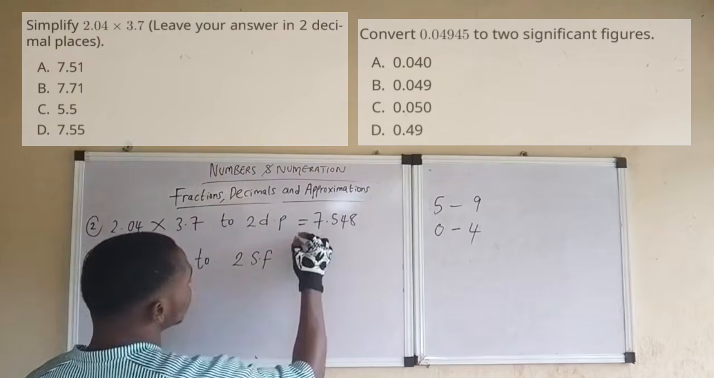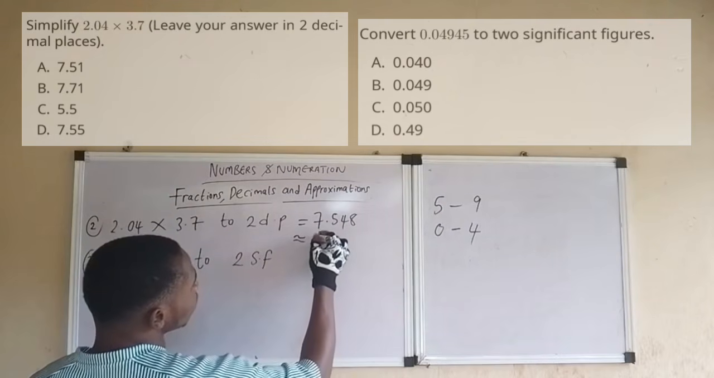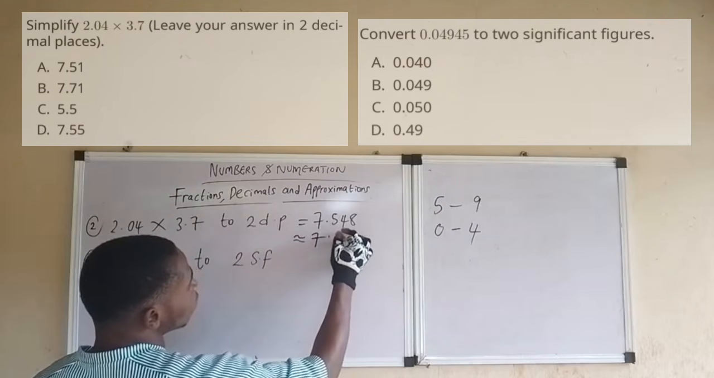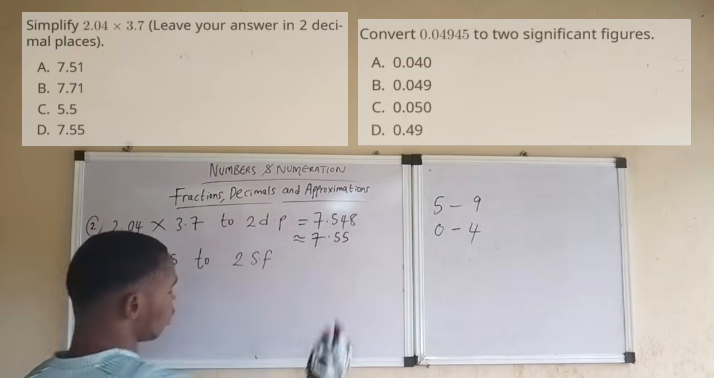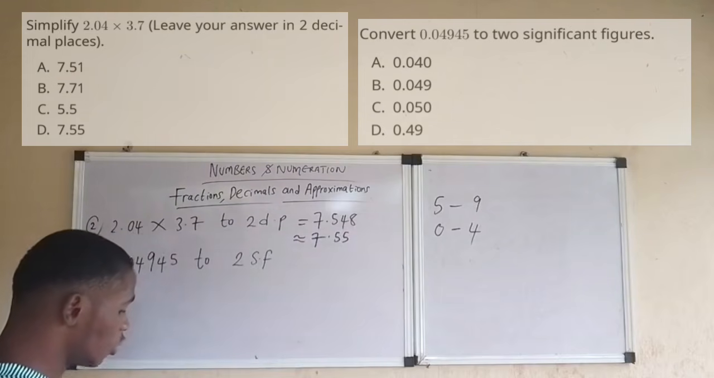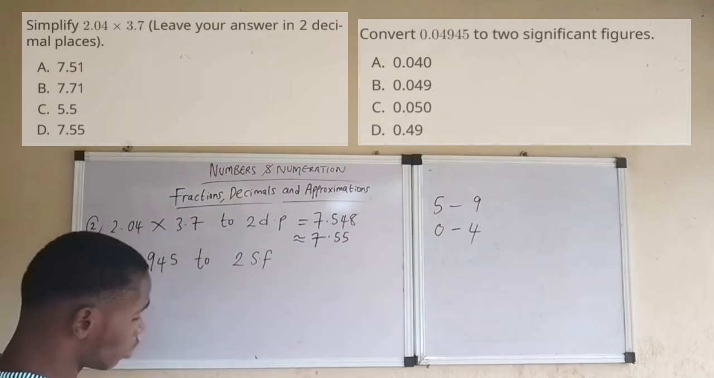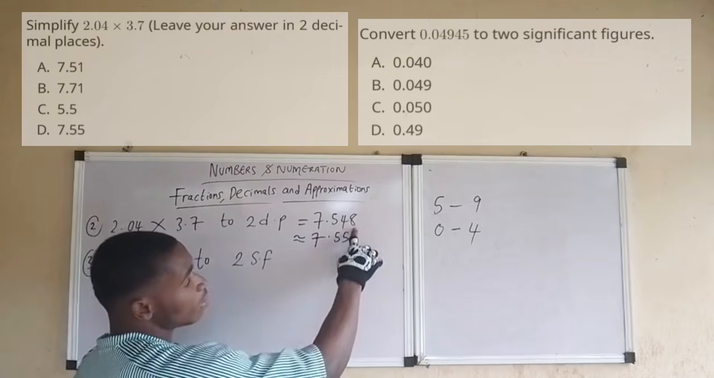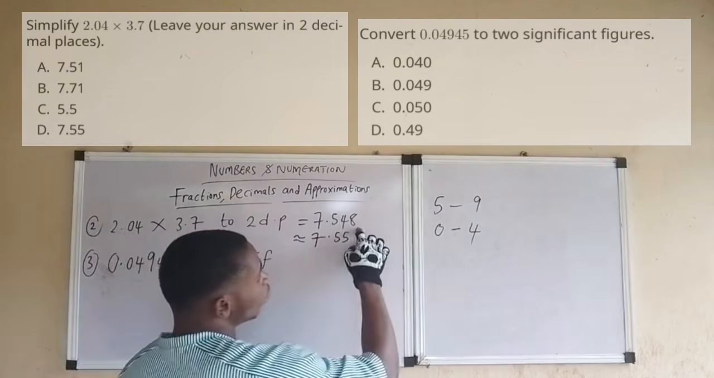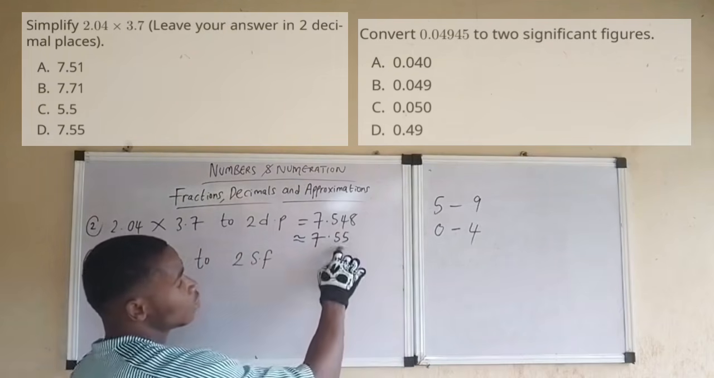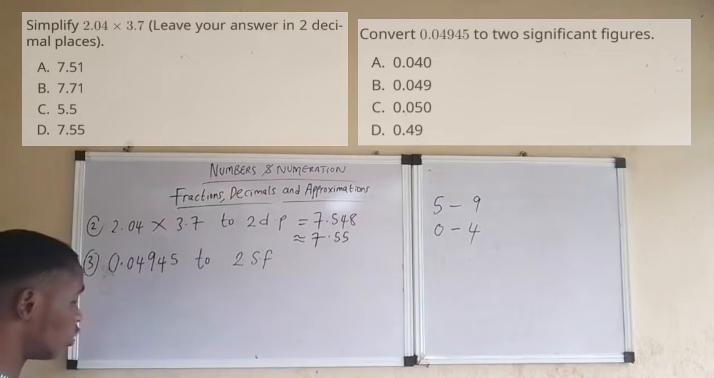So meaning to 2 dp, we are going to be having 7.55. And that should be option D. Do you understand? So we round up. That is the word. We round up. Because this number is within the range of 5 to 9, we round up by reducing it to 0 and adding 1 to the next number. So the correct answer to that question is option D.